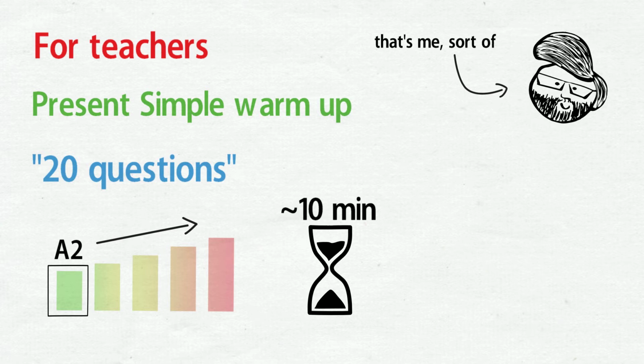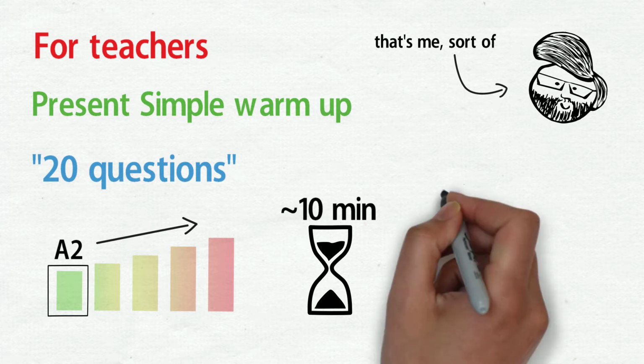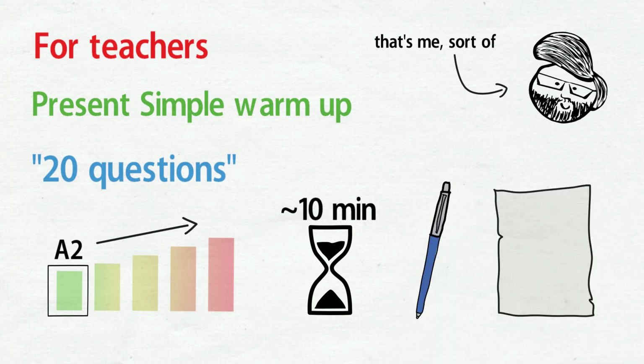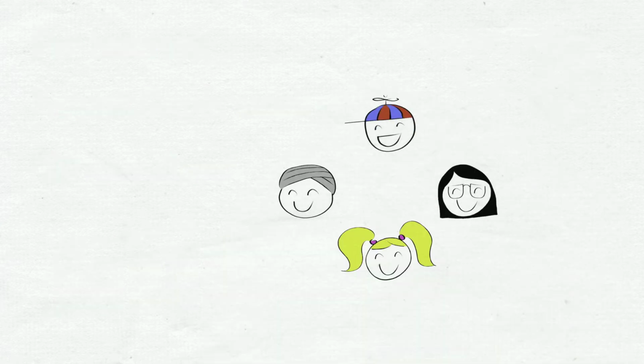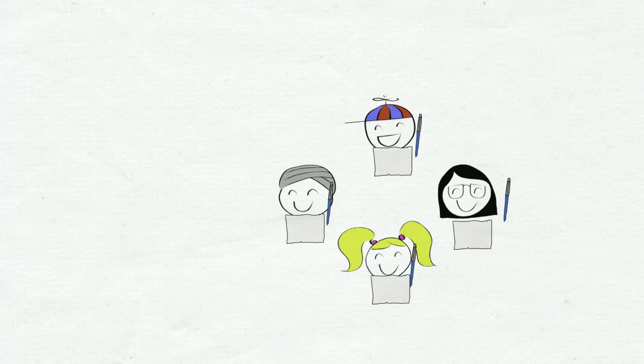The material needed for this game is very simple. You need a pen and a small piece of paper for every student. Now let's take a look at how it's played. Students should be put in small groups, around 4 to 5 students per group. They should all have a pen and a piece of paper in front of them.